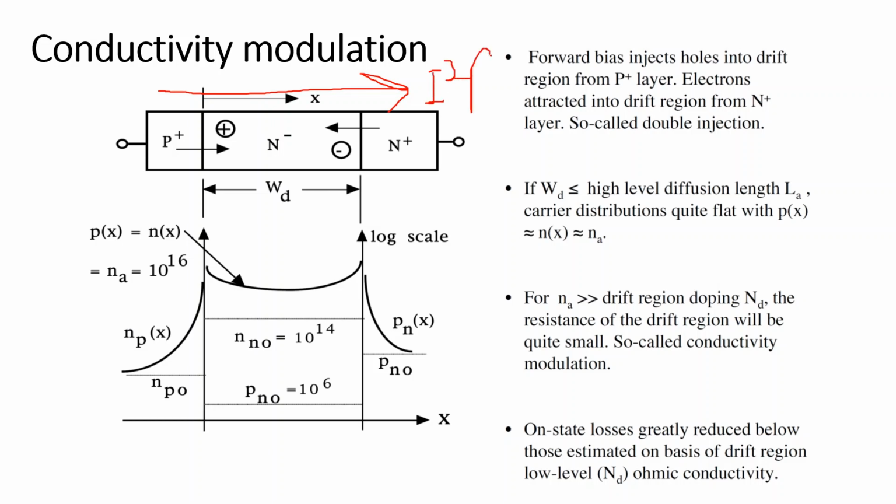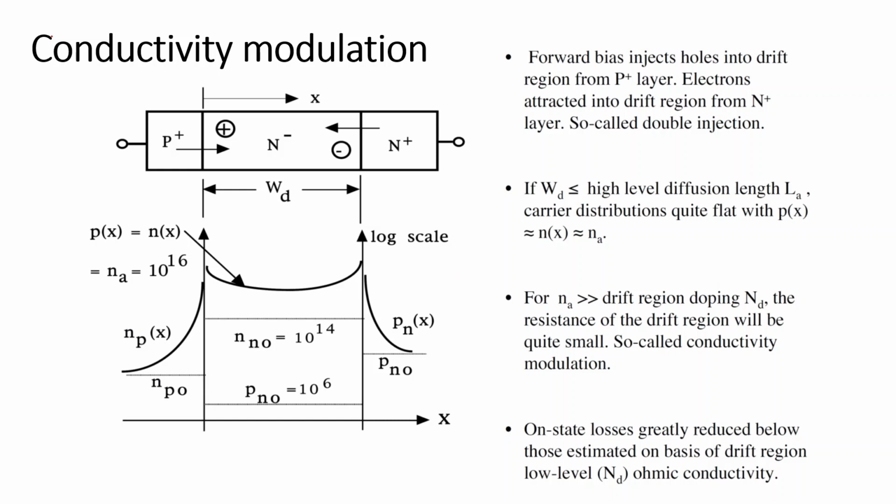I square R losses. So we say the on state power losses are high. So during on state, high current will flow through the diode and I square R losses will be high, so the efficiency will be low.